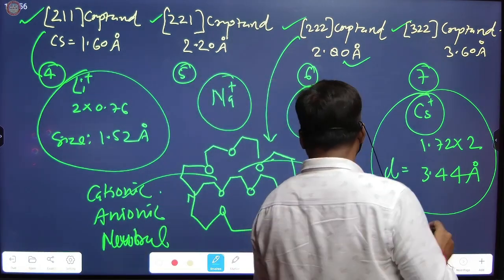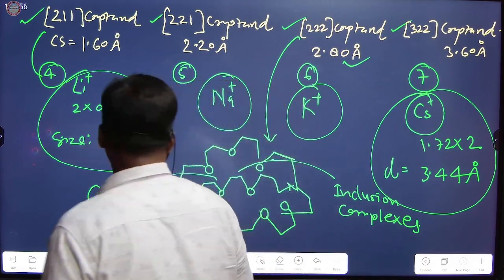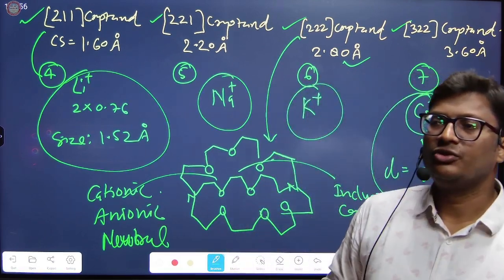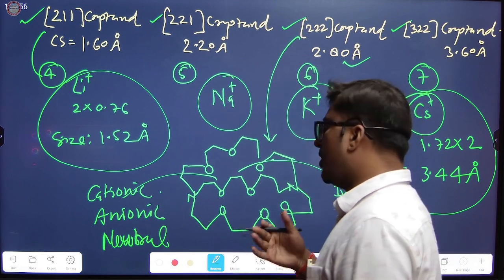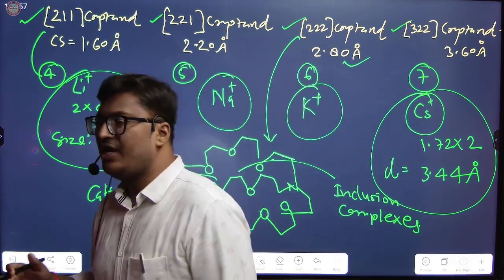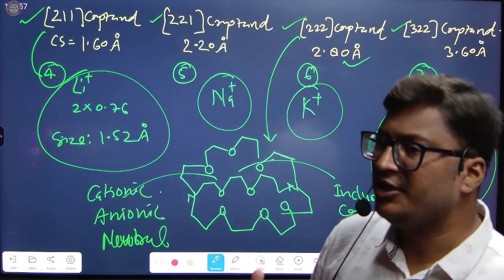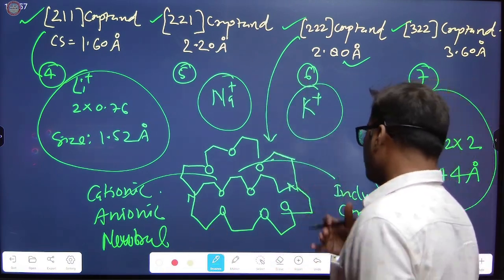Apart from this structure, we have borocryptands. Borocryptands are anionic in nature, so they can selectively bind with chiral organic molecules. So it can form complexes with chiral molecules also. This will enhance the scope of organic chemistry also, right?